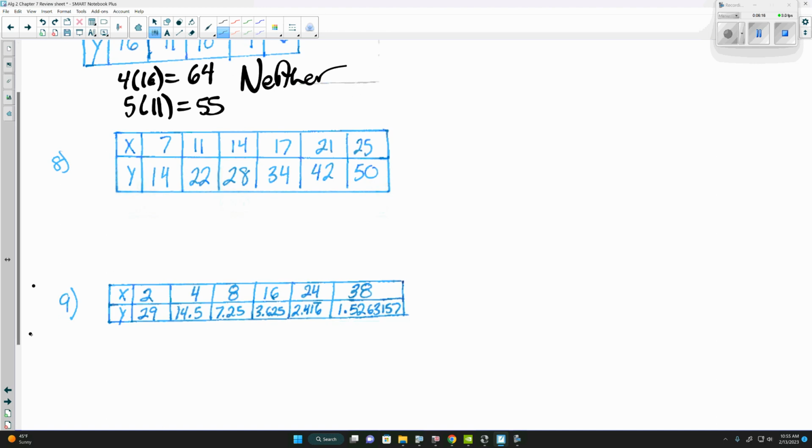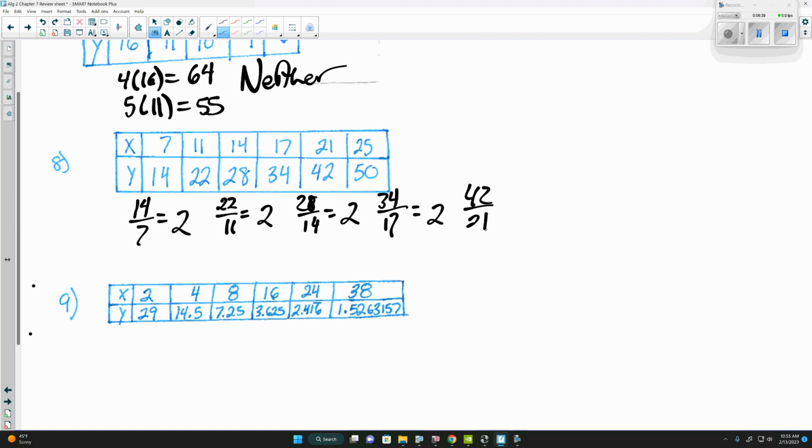Now for 18, we can start off with checking to see if it's direct first. 14 over 7 is 2. 22 over 11 is 28 over 14. 34 over 17. 42 over 21. And 50 over 25. So this is direct.